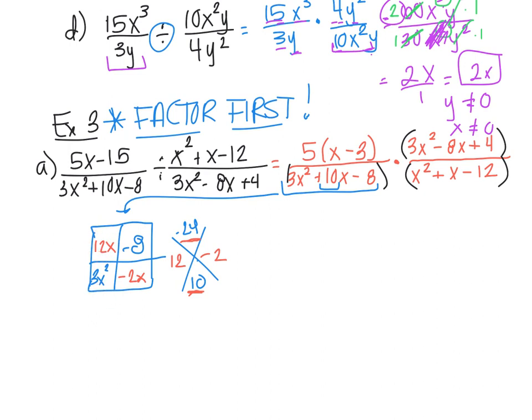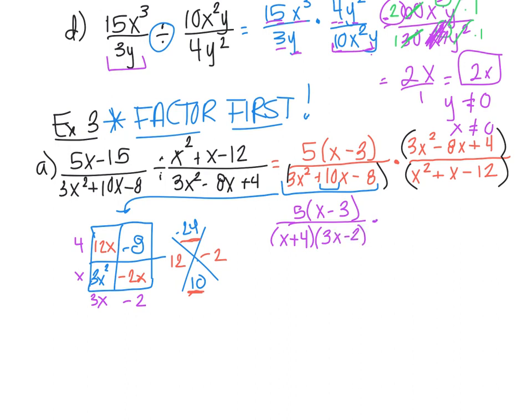So now I've got x out front here, 3x here, which means I would have to multiply by 4 to get 12x, and I would need to multiply x by negative 2 to get negative 2x, and then that negative 2 and 4 multiply to negative 8, so we're good. Okay, I'm going to rewrite my problem. So my first fraction is 5 times x minus 3 divided by, I had just factored the denominator of that, which is x plus 4 times 3x minus 2.